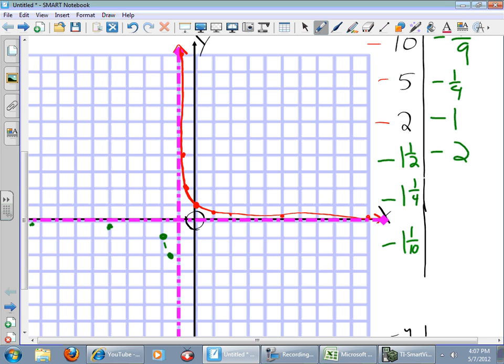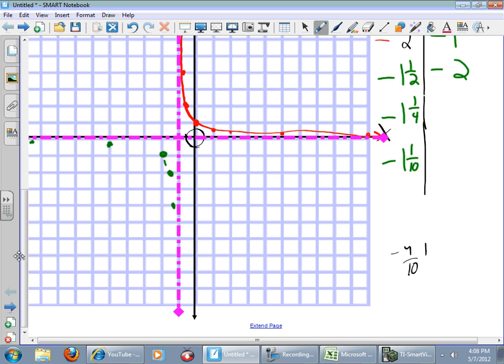And I'll do -1 1/4 plus 1 will be -1/4. So that'll be -4. Right about there, I'd say. And then -1/10 will end up being -10, like that. So this part of the graph is going to do something like this. Something like that. Okay, it's going to be hard to get it exactly perfect. I think I did a better job with that one than I did the first.